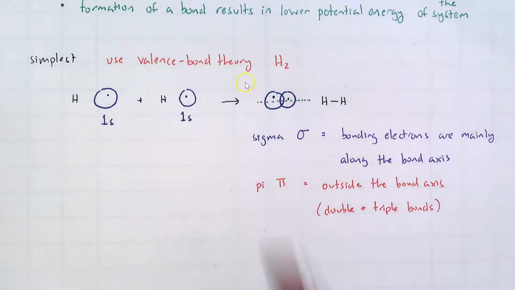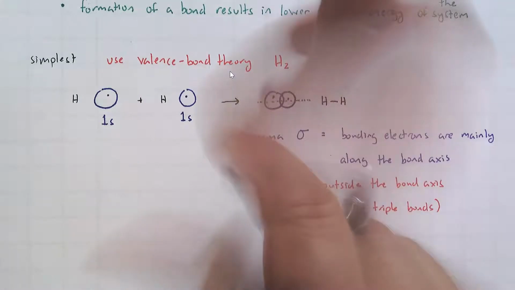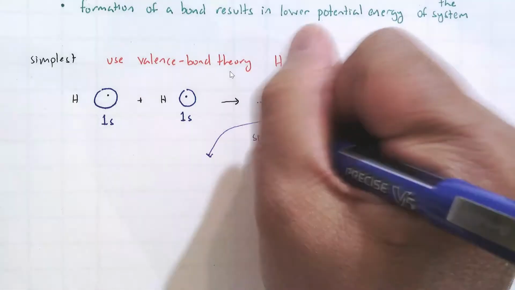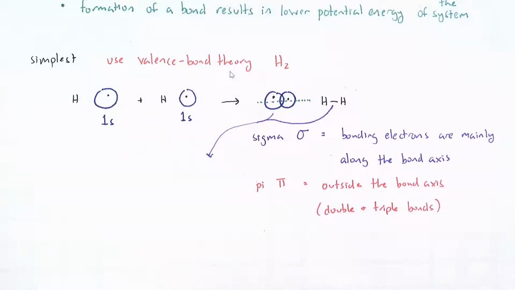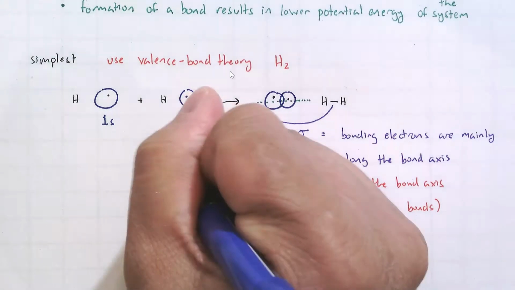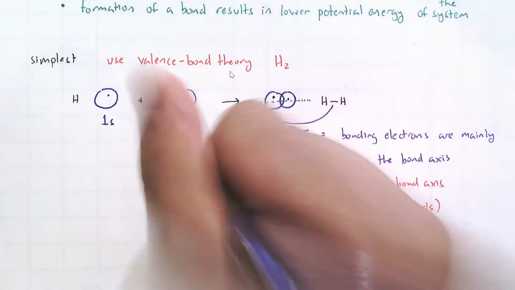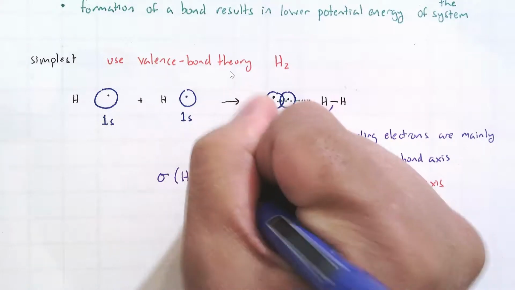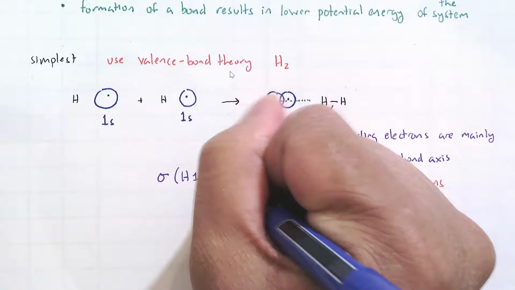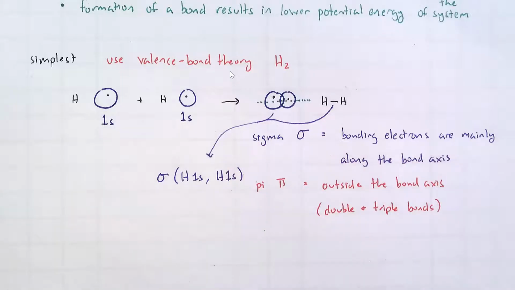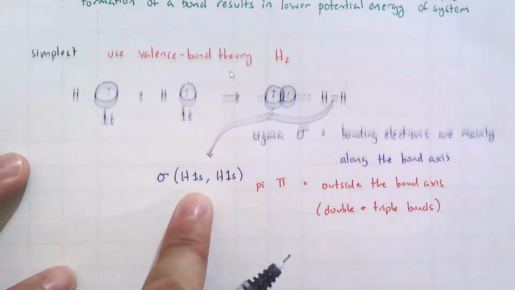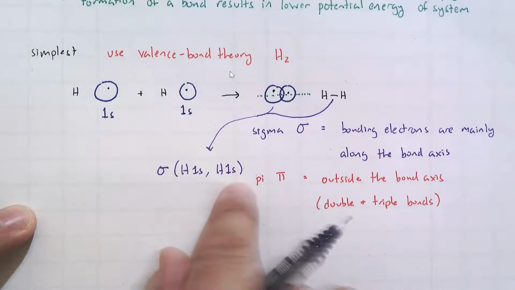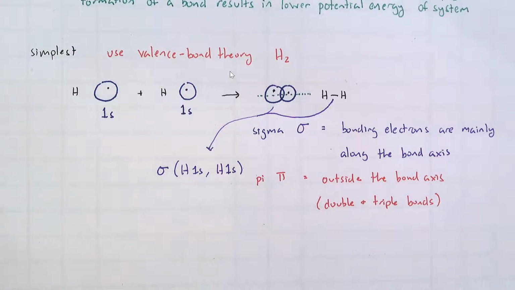Okay, don't worry about that. Ultimately, we could describe this bond right here as a sigma bond that is formed by the mixing of an H atom 1s orbital with another H atom and its 1s orbital. There are different notations to do this, but that to me indicates how this bond is being made. It's the overlap between two 1s orbitals from two different hydrogens.